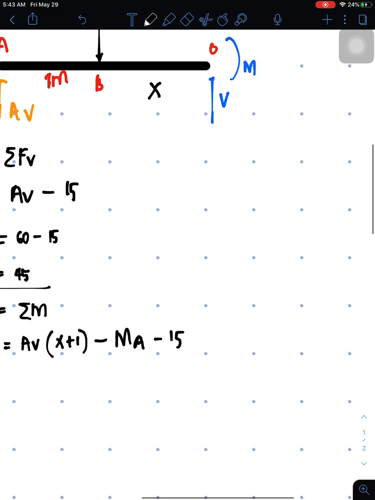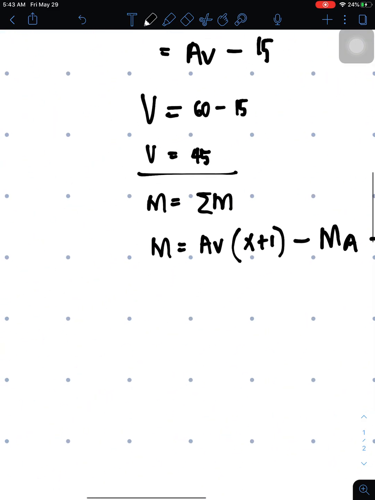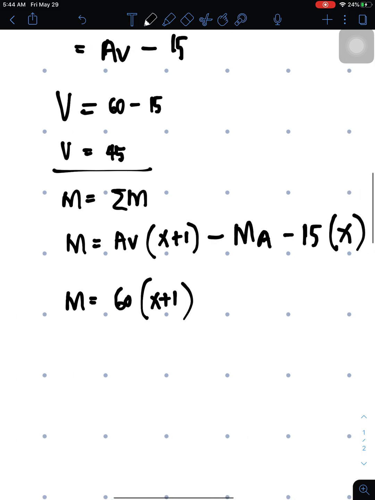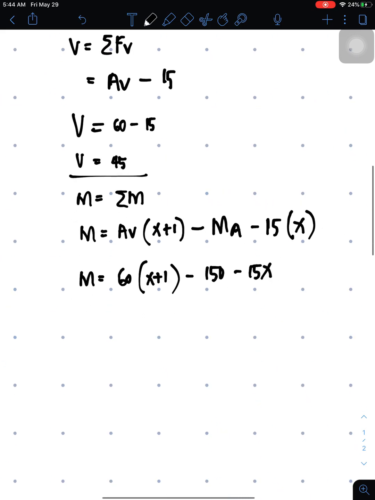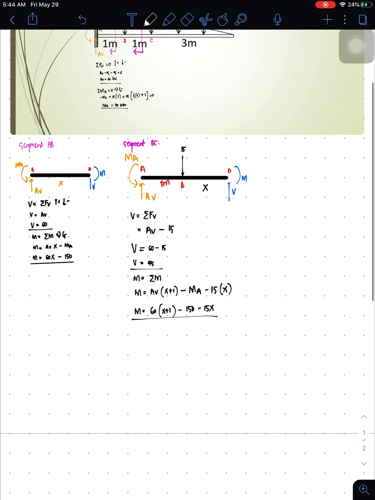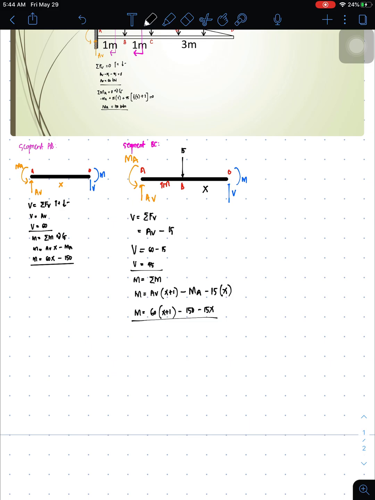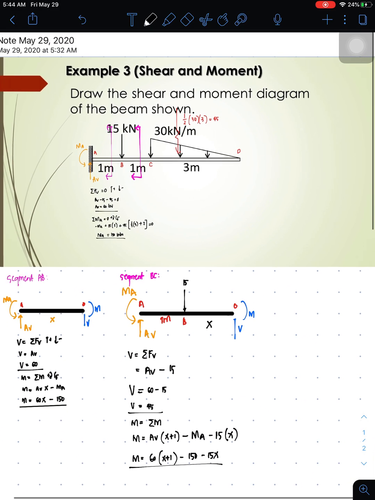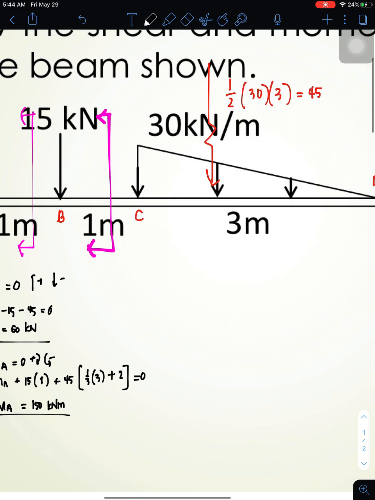So we'll pair it with x. So the moment equation now is 60 times (x plus 1), then minus 150, then minus 15x. This is your moment equation for segment BC. Okay, proceed with the next segment. So this is our next segment.